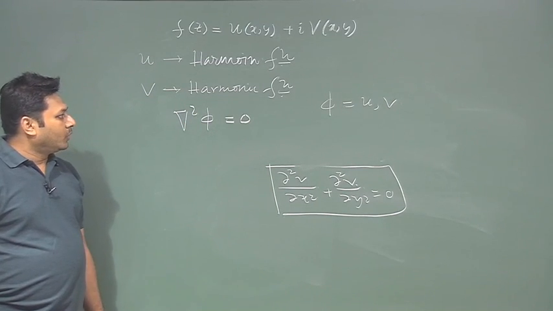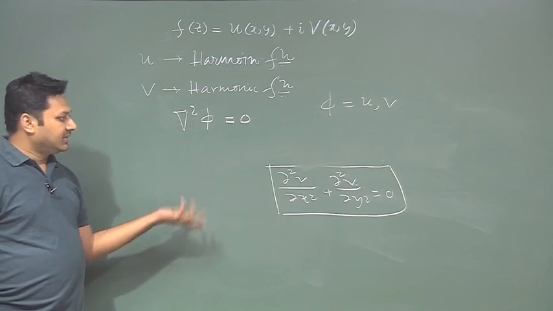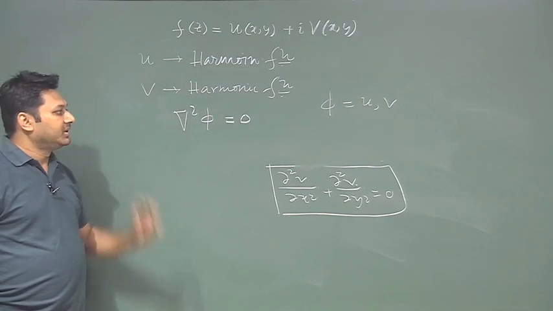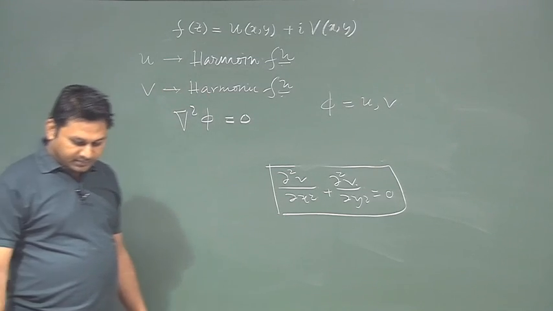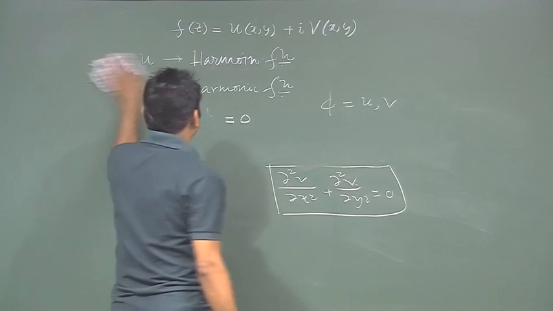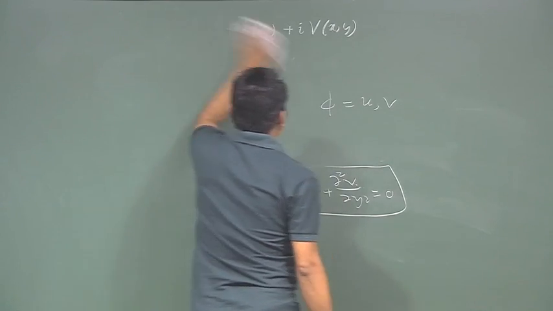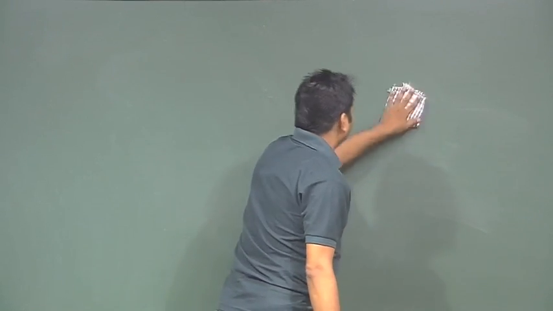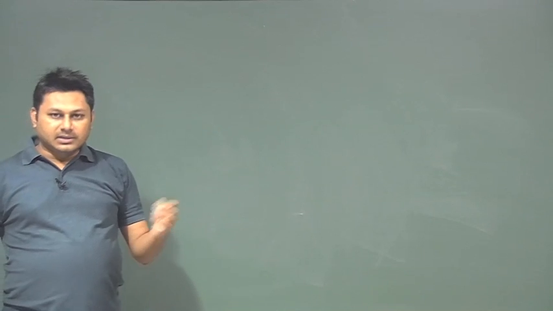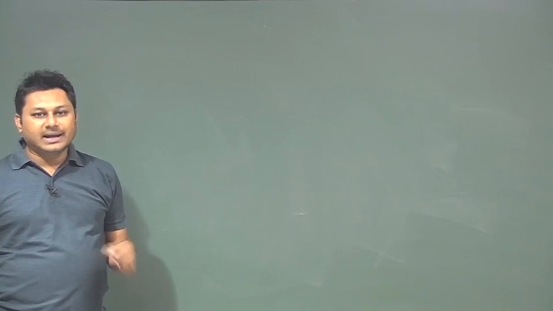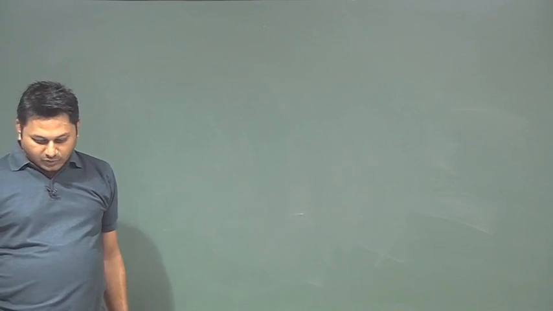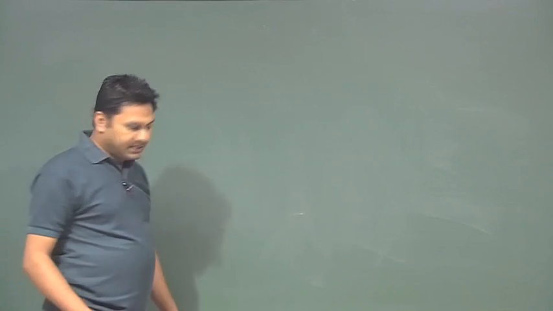Okay. So, after having this small calculation, now we try to exploit this more and figure out if u or v is given, then it is possible to find the other conjugate, so that the entire function should be analytic. So, let me give you one problem.